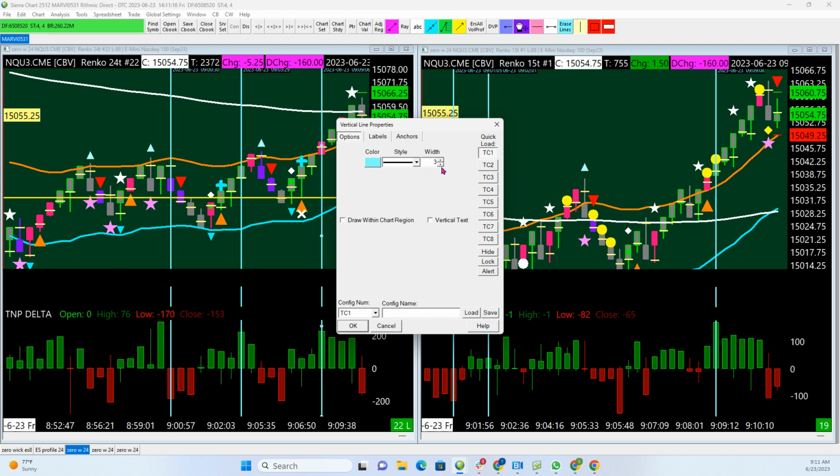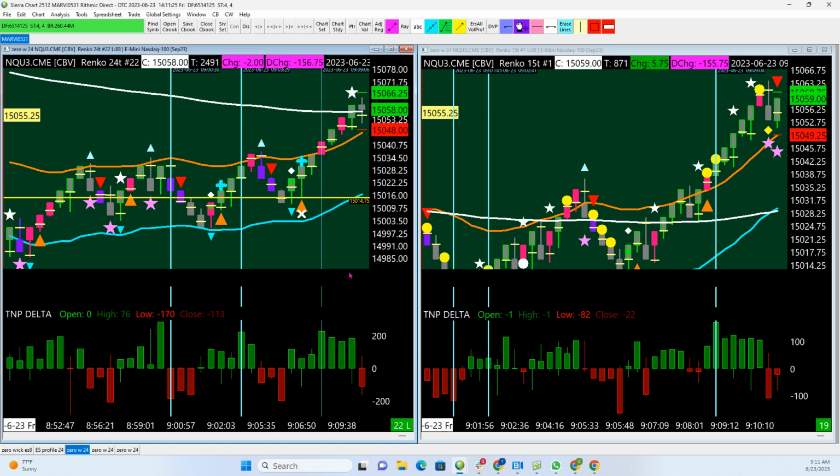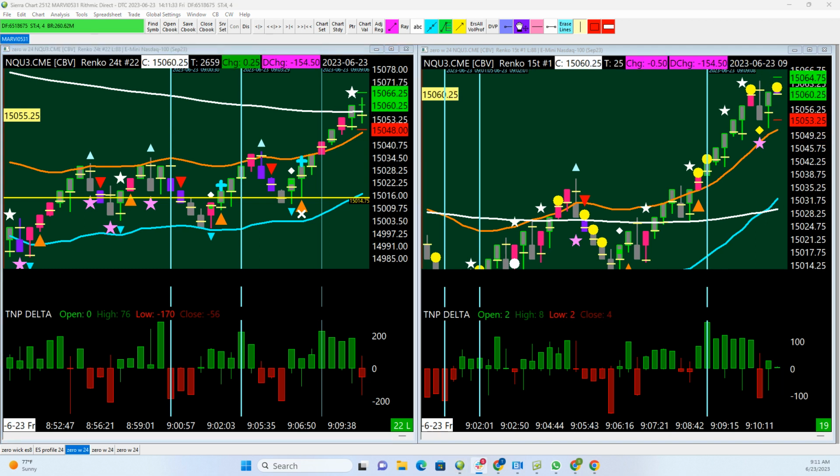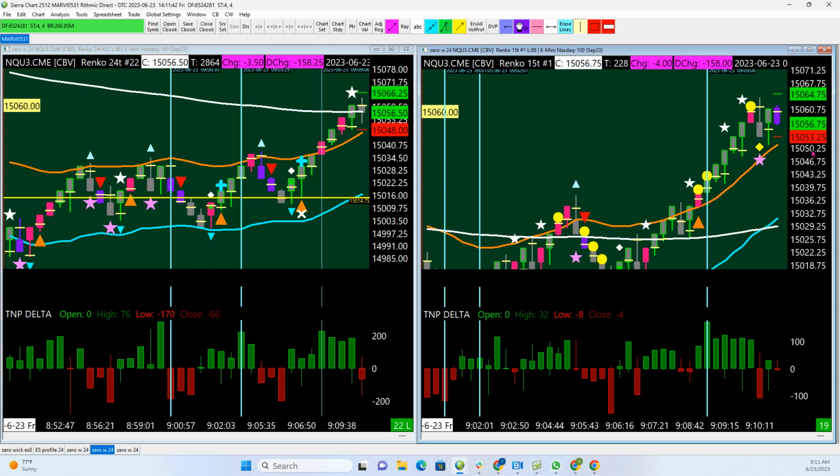Oops, TC1. Okay, I know that's my biggest delta, so I know a triangle down has less odds of working here, right? Okay, triangle down has less odds of working. That's it. Very, very simple.